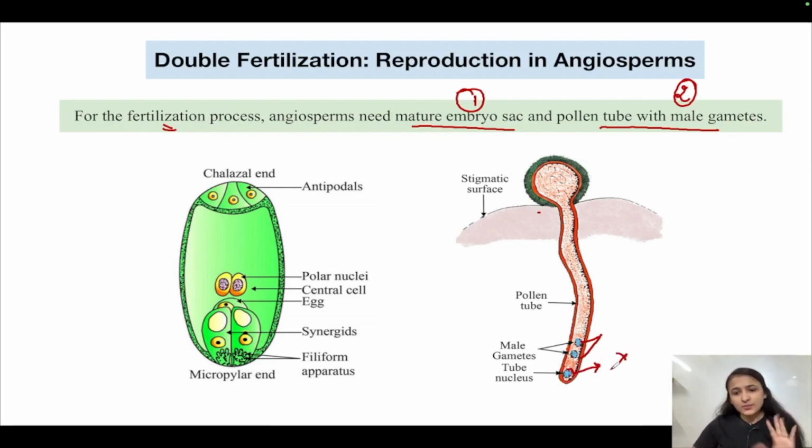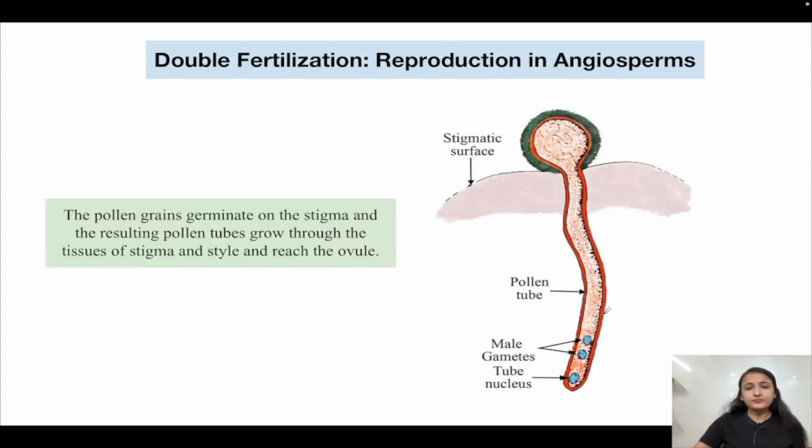Later on in the process, it will degenerate, and only these two male gametes will enter the micropylar end and are delivered to the egg cell. One of these will fuse with the egg cell, and the other will fuse with these polar nuclei. We will study this process later on, but for now just understand that in order for the male and female gametes to fuse with each other, we need, number one, a mature embryo sac, and second, the presence of a pollen tube with these male gametes.